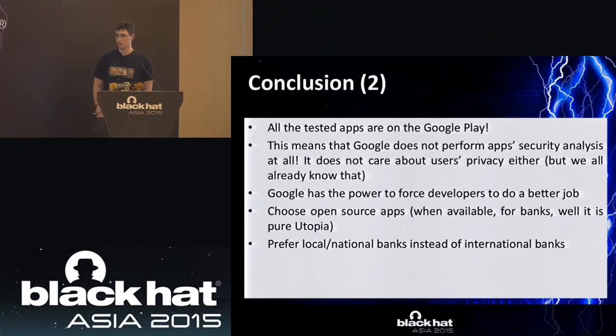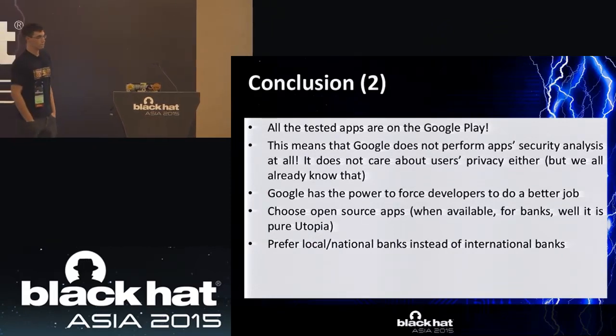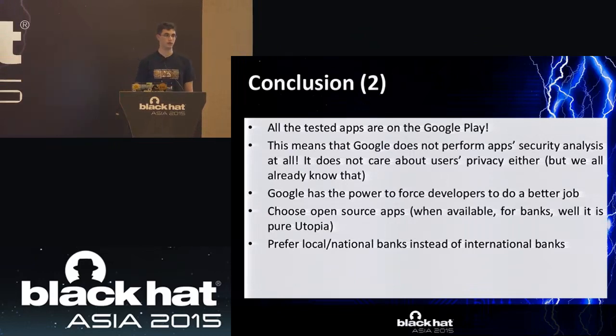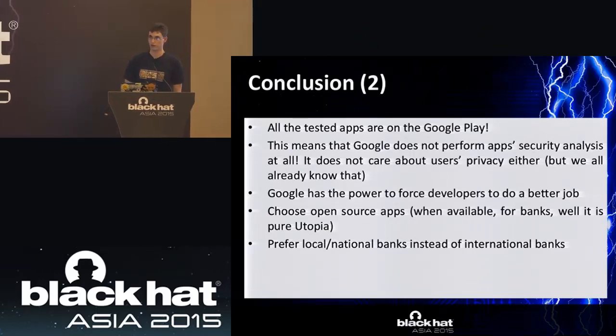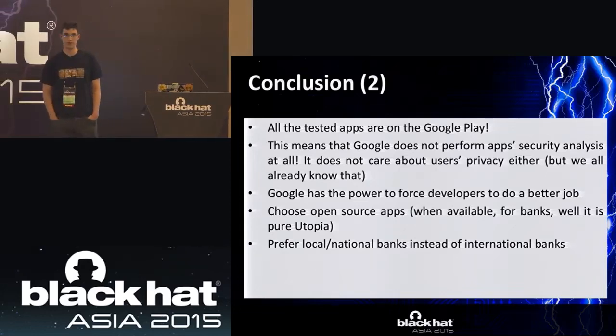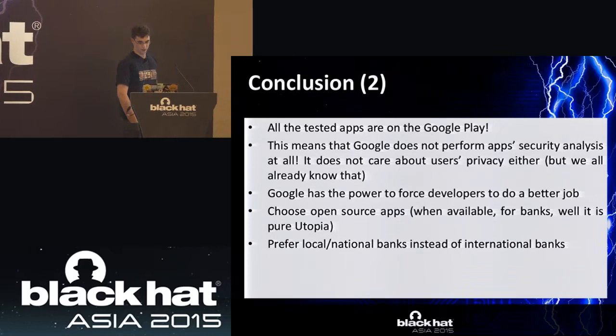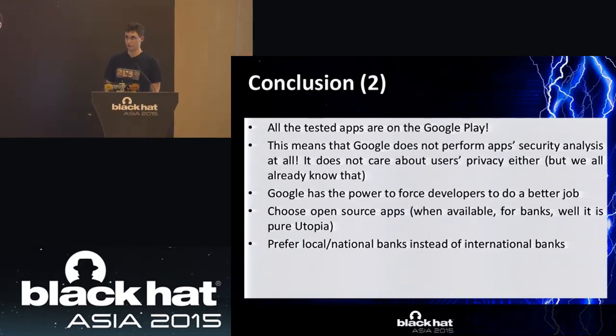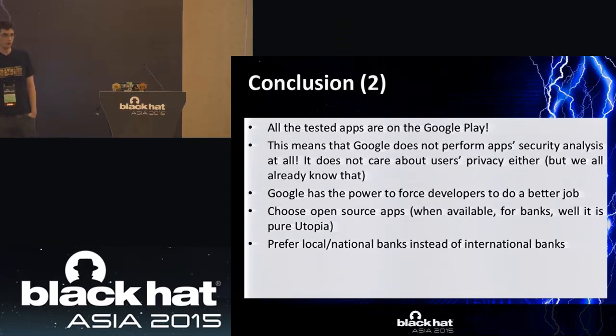So what alternatives do we have? When it is possible, use open source applications, because when there is a problem in these applications, generally the problem is rapidly corrected. And when you install a bank application, try to use a local bank instead of an international bank, because international banks tend to have more problems. It's not the case all the time, but international banks also tend to do more user tracking than local banks.